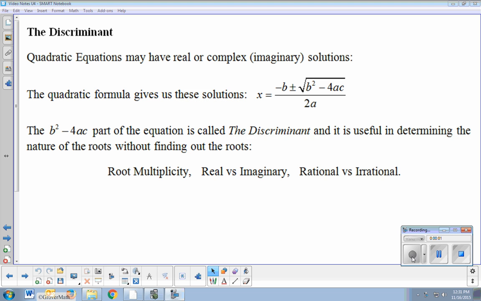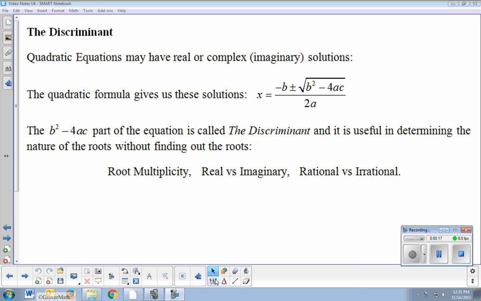Algebra 2, Common Core, the discriminant. So the discriminant is part of our quadratic formula. Let me just read a couple of these sentences. But first, you should know your quadratic formula. You don't have to memorize it. It's given to you on a reference sheet, but you should still be very familiar with it.